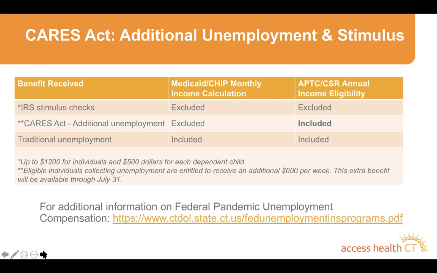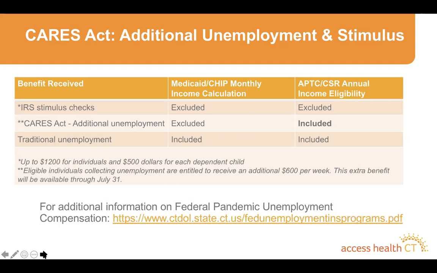Additional unemployment is a little bit trickier. Many people receiving traditional unemployment are being given additional unemployment in the amount of $600 per week.